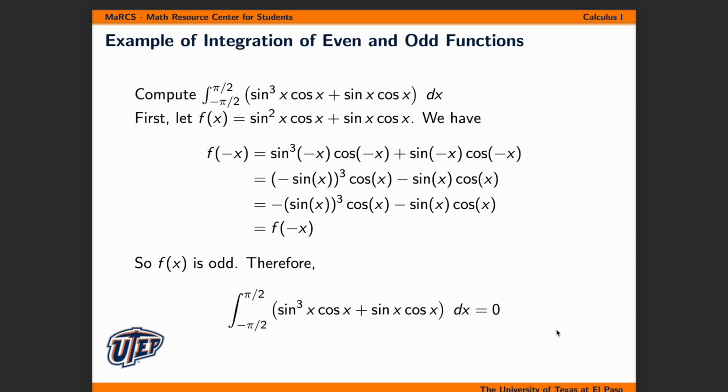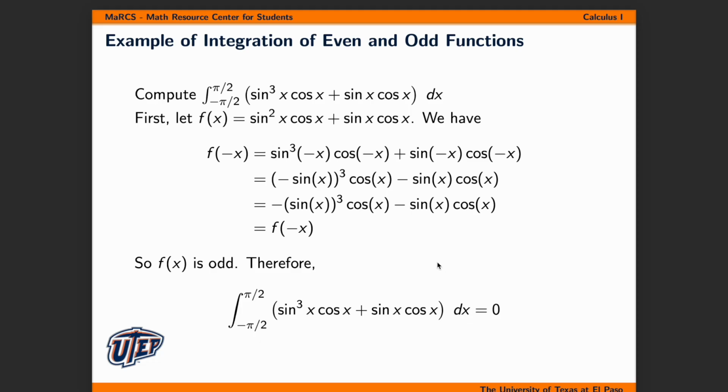So now we are told to compute the integral from negative pi over 2 to pi over 2 of the function sine cubed x times cosine of x plus sine of x times cosine of x with respect to x. So first we want to determine if our function is even or odd, so that we can apply one of the previous rules that we just went over for even or odd functions, because our limits are the same number with opposite signs.